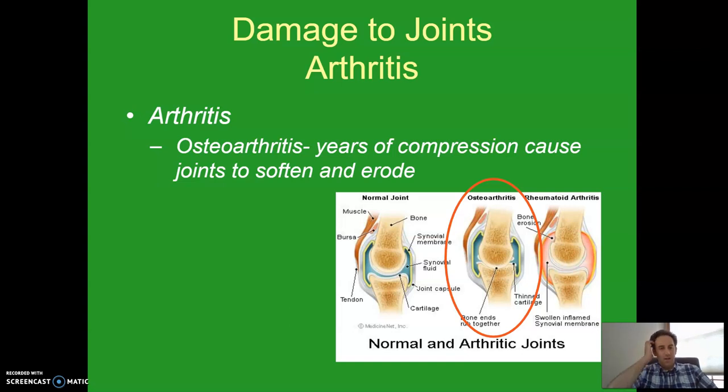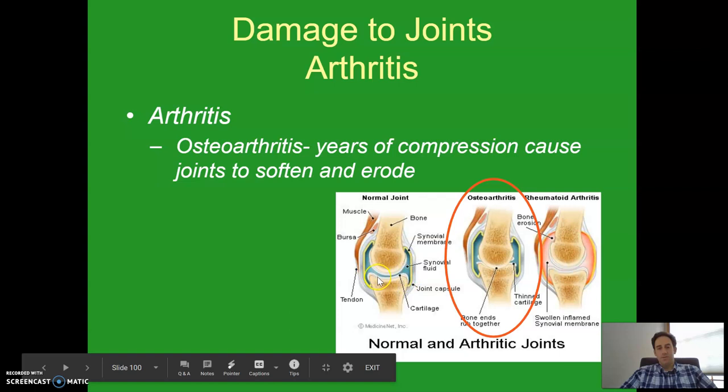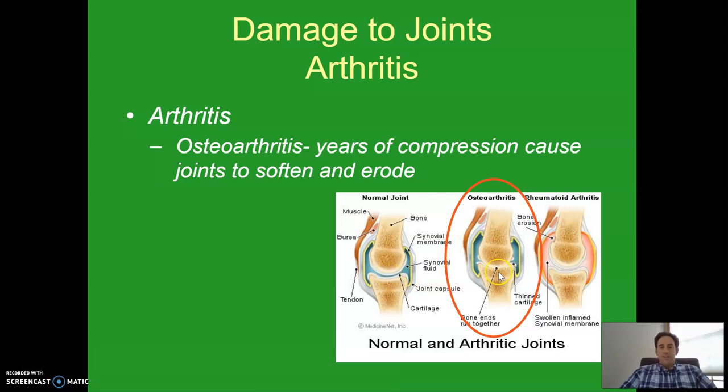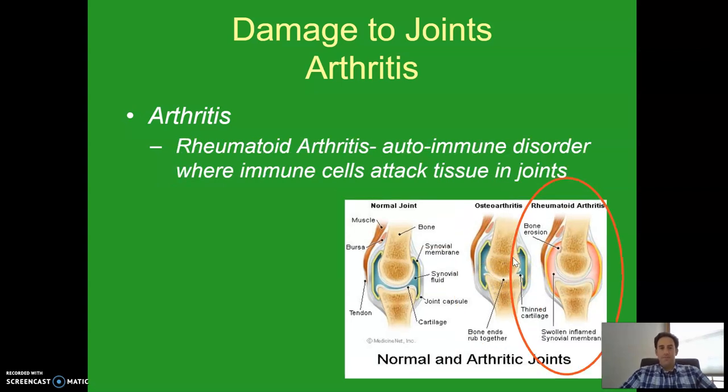So this is experienced typically by older people, and it's just caused by years of compression that cause the joint to soften and erode. So you'll look at this. Here's your synovial joint. You can see that synovial fluid in between the two bones. You can see a nice healthy articular cartilage on the ends of those bones, that cartilage cap that we talked about earlier. All seems well, but then here, the compression has caused the articular cartilage to wear away, and the bones are now rubbing, which is not good.